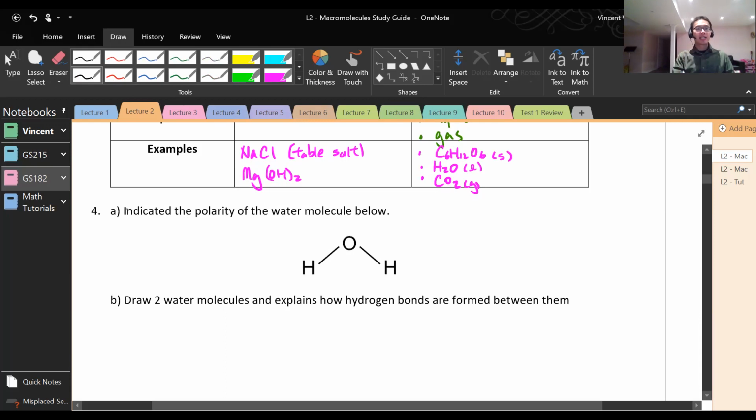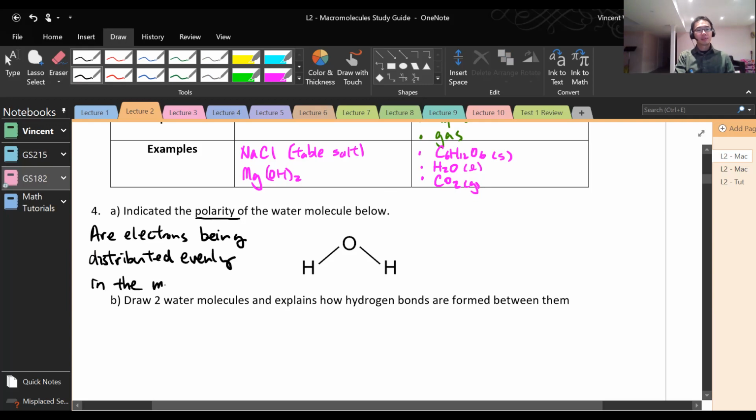Indicate the polarity of water molecule. What is polarity? Well, basically, in a very simple sense, polarity is asking yourself, are electrons being distributed evenly in the molecule?